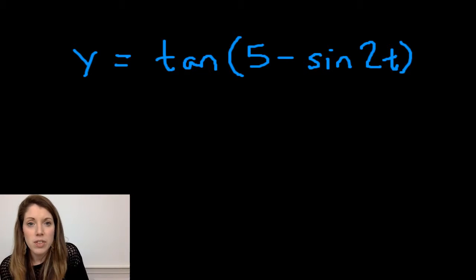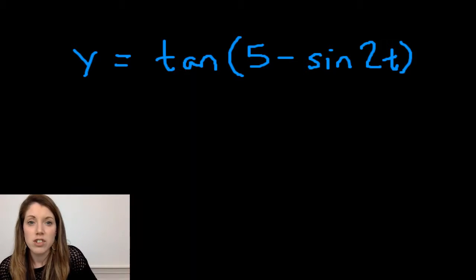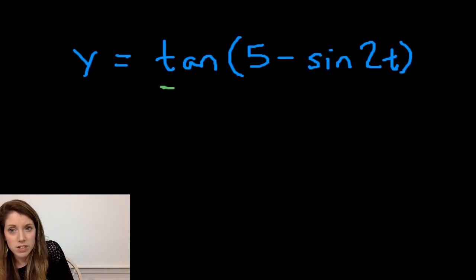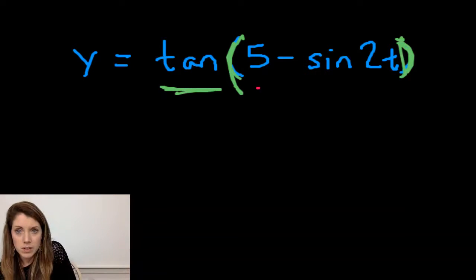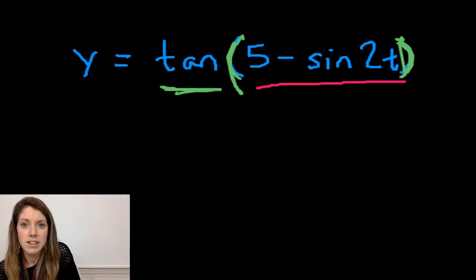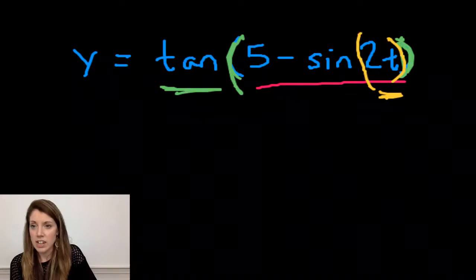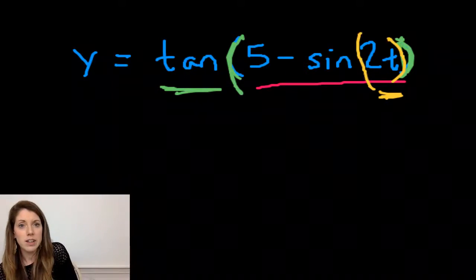In case you think your eyes might be playing tricks on you, this is indeed a chain function with 3 parts. Oh my gosh, I know. What am I thinking? So we have an outside function, tangent. We have an inside function, 5 minus sine of 2t. But we have another one inside that. What? That would be 2t right here. With the chain rule we can make it into a 3-part problem. We can do it this way.